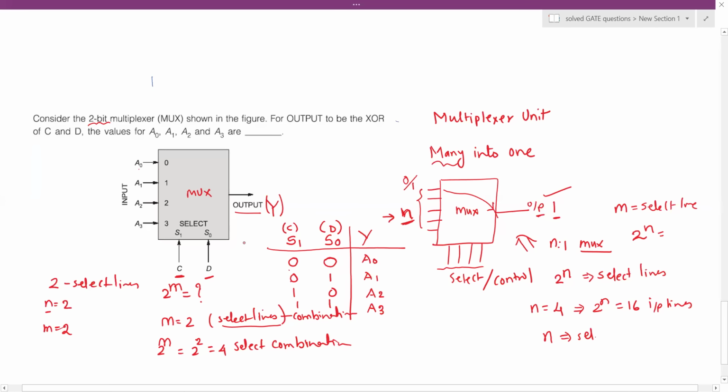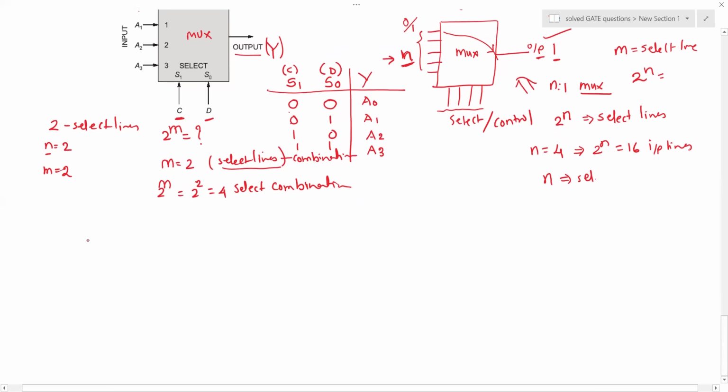Okay, and the next line says that the output should be the XOR of C and D. So when we say XOR of C and D, what should be the values of all these 4 inputs? That's the question. In order for the output Y to be C XOR D, we can write C, this is the symbol of XOR, D. And the logic equation for that is C bar D or C D bar. This is what we want.